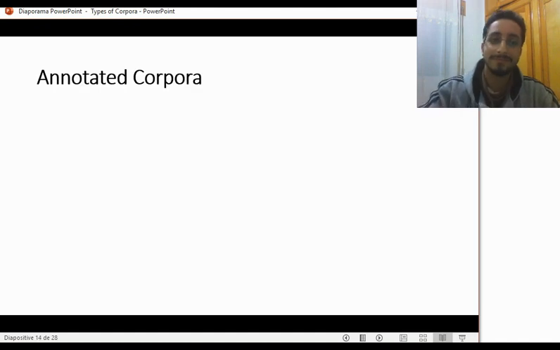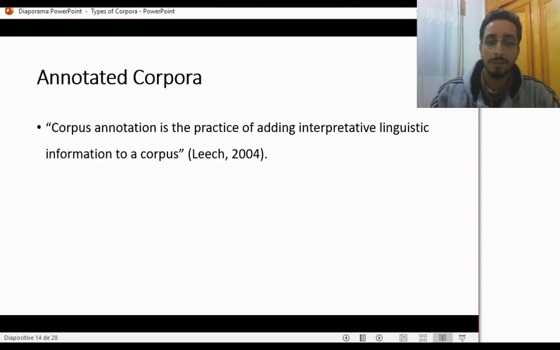Now, we'll talk about annotated corpora, which I find to be extremely interesting. If you have never heard of annotated corpora, I think this will blow your mind. At least it did with me. Corpus annotation is the practice of adding interpretive linguistic information to a corpus. We know that a corpus is basically a text, or a collection of texts.